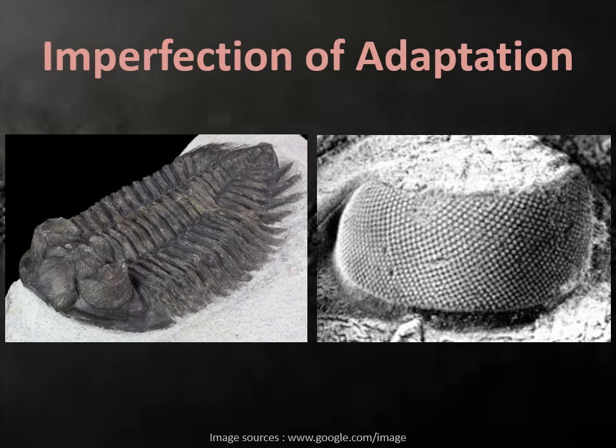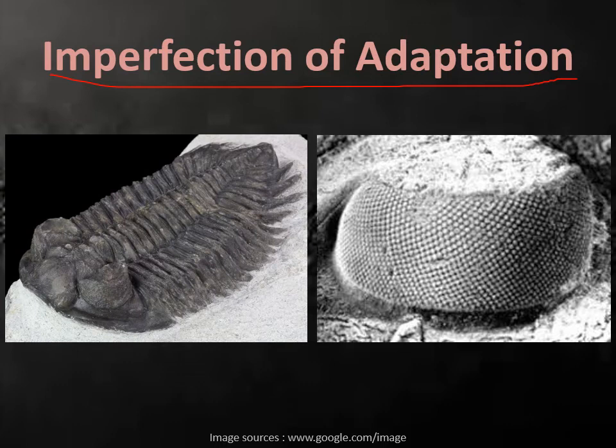Evolution is never perfect. There are lots of examples showing the imperfection of adaptation or imperfection of evolution. One famous example is the trilobite. Trilobite is an arthropod group of organisms living in the Paleozoic seas, and at the PT boundary, the Permo-Triassic mass extinction boundary, these marine arthropod groups became completely extinct. The famous example in favor of imperfection of adaptation is the trilobite eyes.